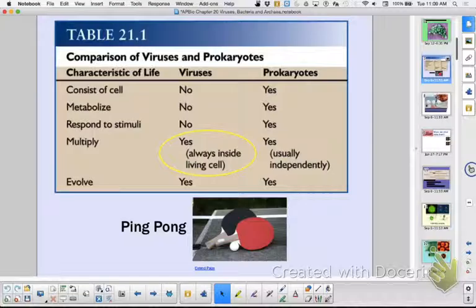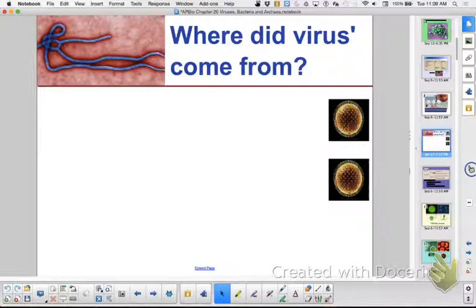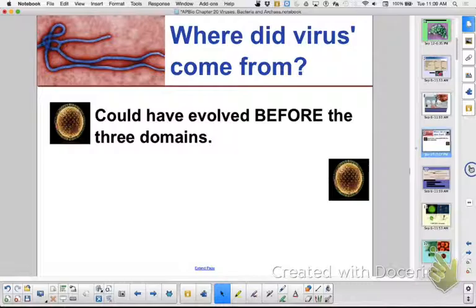Okay, where did viruses come from? There's a couple hypotheses. One is they could have evolved before our three domain system. Blue, could you please tell them the three domains? Could you also tell a differentiating characteristic for each one of those domains? Go ahead.